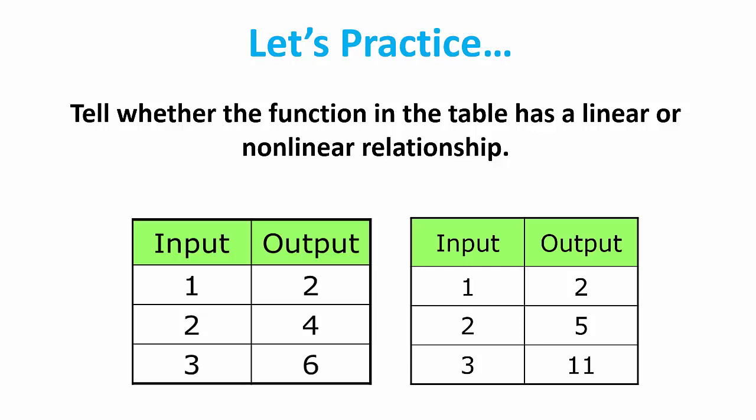The chart on the right: 1 to 2 is a change of 1 unit. 2 to 5 is a change of 3 units. 2 to 3 is a change of 1 unit. While 5 to 11 is a change of 6 units, so that's not going to be linear.